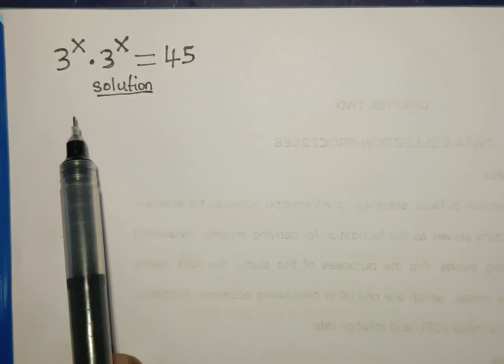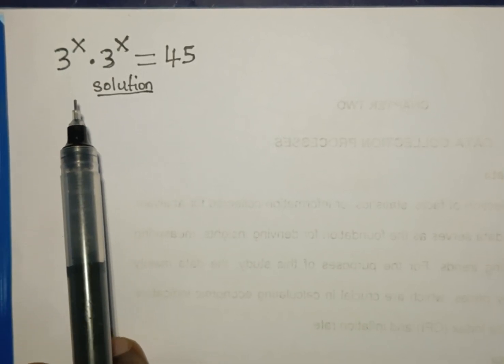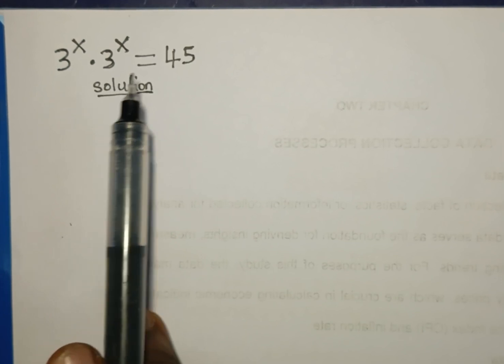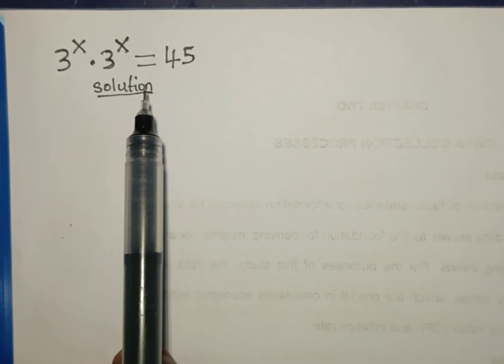Hello everyone, we are going to solve for the value of x from this given exponential equation. Given that 3 to power x multiplied by 3 to power x is equal to 45, what is the value of x that will satisfy this equation?